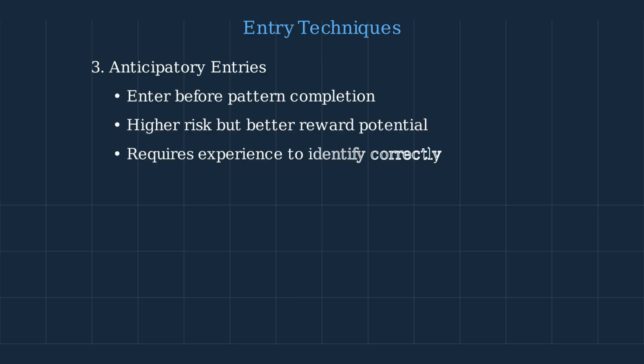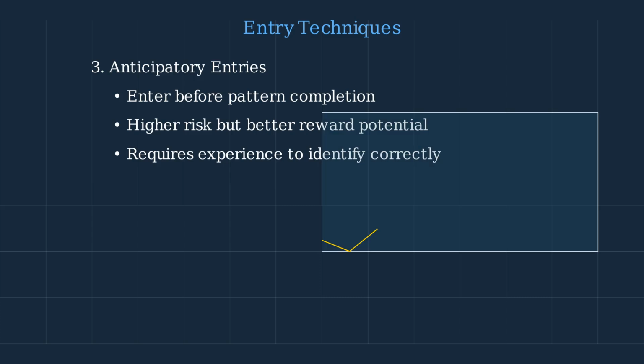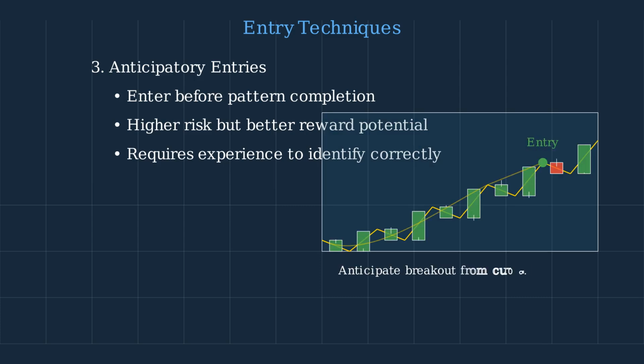Anticipatory entries involve entering trades before pattern completion, providing better entry prices, but with higher risk. Here, we anticipate a breakout from a cup and handle pattern. By entering before the pattern completes, we get a better entry price, but we risk the pattern failing.